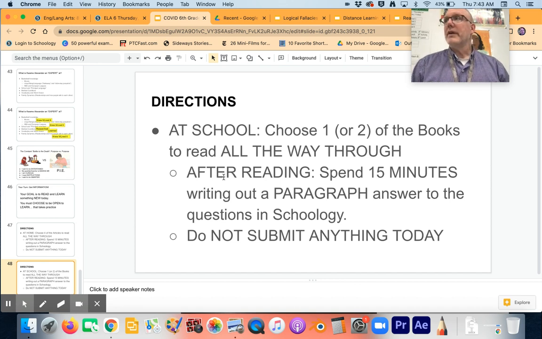At school, those of you that are with me in school, I have different readings. I have these books. They're very short. I only want you to choose 1 or 2 to read all the way through. Again, spend 15 minutes writing out a paragraph answer, not bullet pointed answers in Schoology. Do not submit anything today.